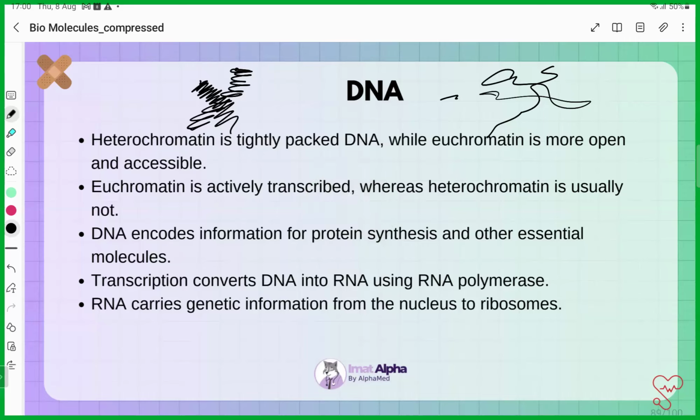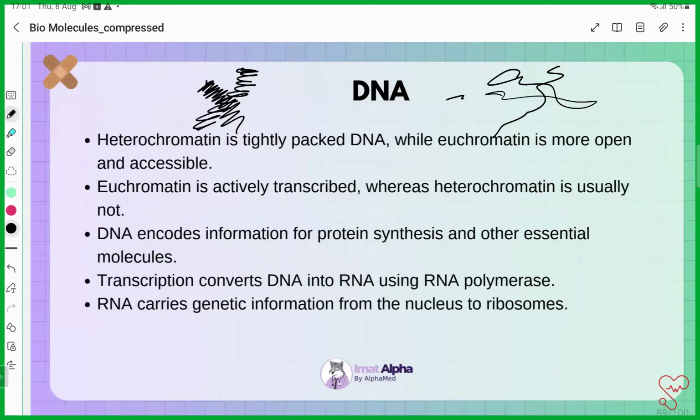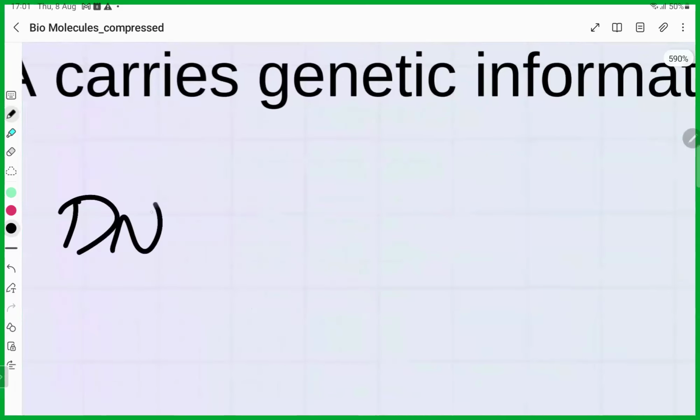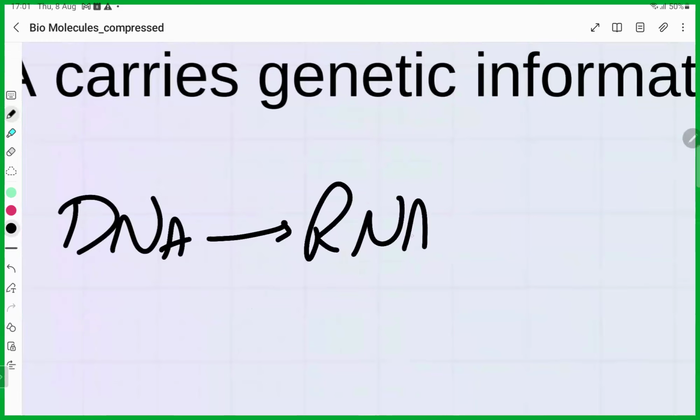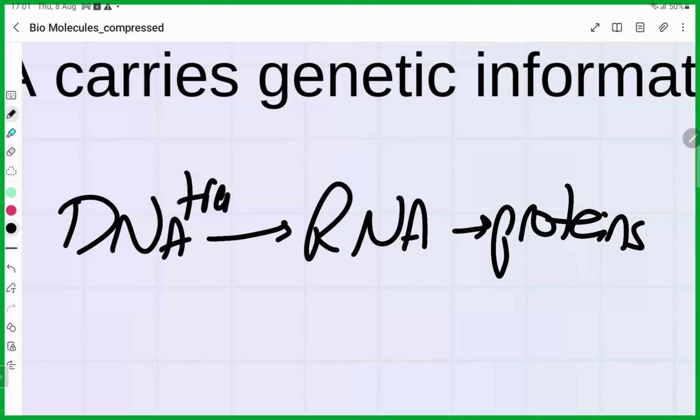DNA encodes information for protein synthesis and other essential molecules. Transcription converts DNA into RNA using RNA polymerase. RNA carries genetic information from the nucleus to ribosomes. So how does the sequence happen? DNA to RNA to protein: transcription, translation.